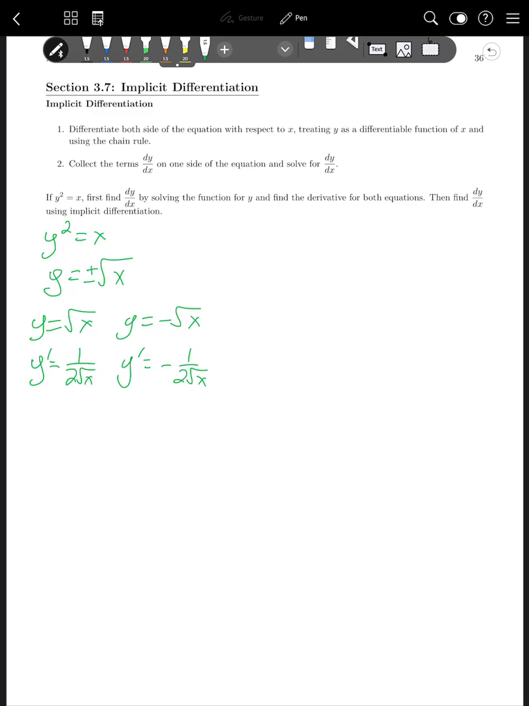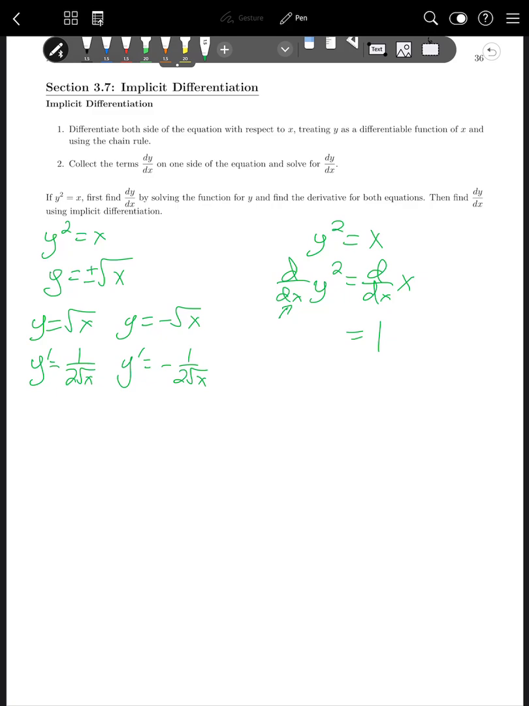But we could also use this idea of implicit differentiation. In this case, we take the derivative of both sides with respect to x. Remember, this is what that means: we're taking the derivative with respect to this variable on the bottom. The derivative on the right-hand side is very straightforward. The derivative of x with respect to x is just 1.